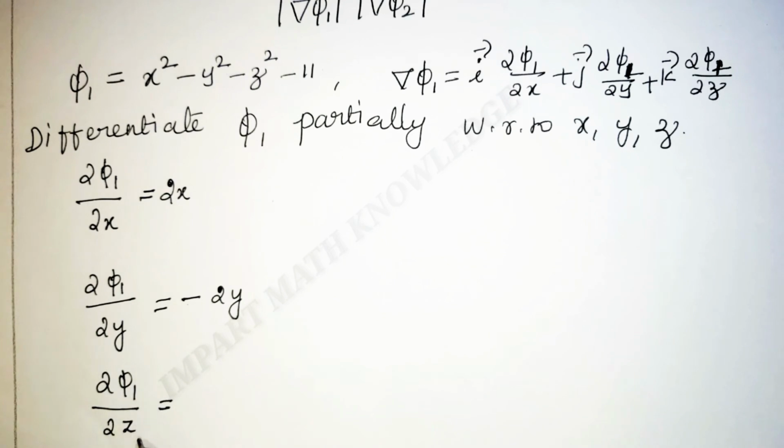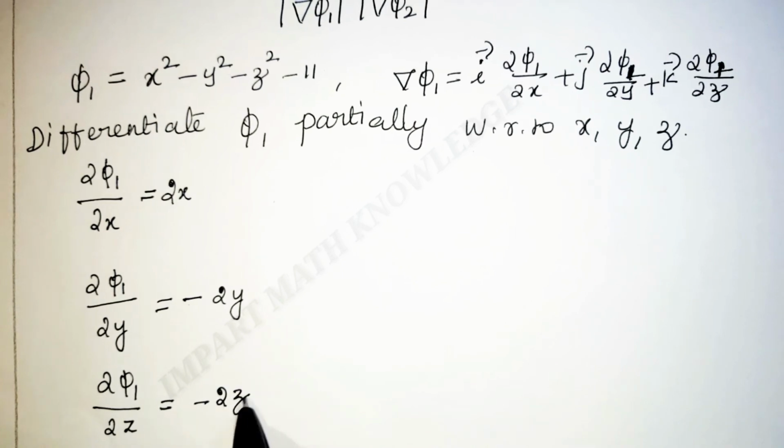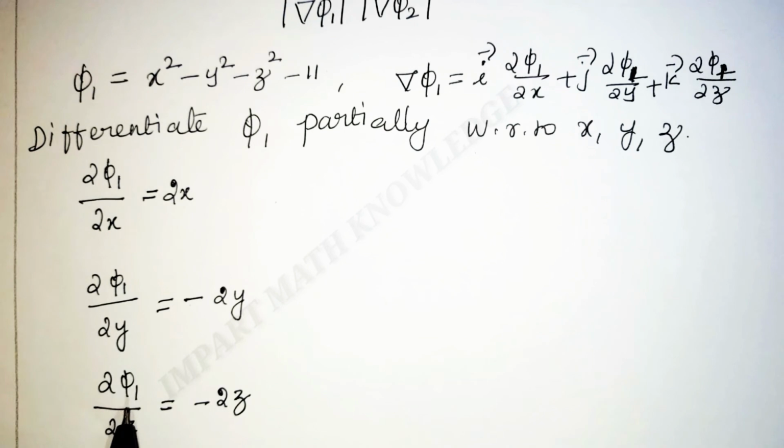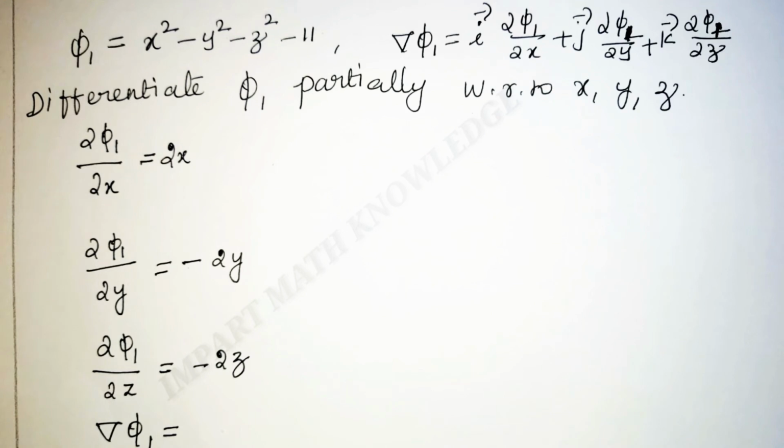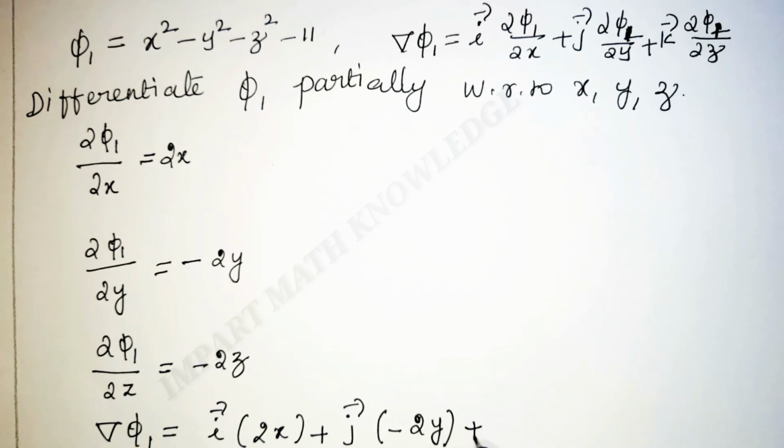Dou pi 1 by dou z. You have to differentiate pi 1 with respect to z. First term 0, second term is 0. The third term contains z squared, so minus 2z, and the fourth term is 0. So dou pi 1 by dou z is equal to minus 2z. Substitute all the partial derivatives in del pi 1. Del pi 1 is equal to i vector times 2x plus j vector times minus 2y plus k vector times minus 2z.